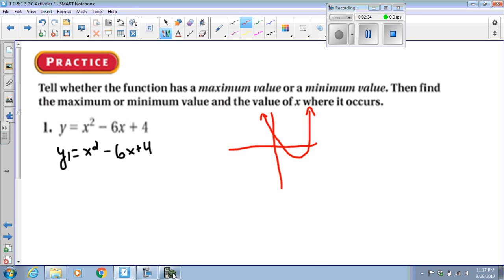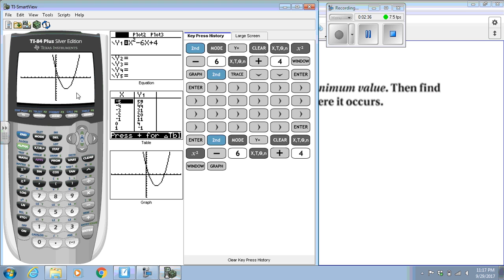Okay. So now what I'm going to do is actually find the minimum value. To do that, I press the blue button, which is second, then trace. And then I go down to where it says number 3, minimum, and press enter. Now left bound just means the left-hand side of your graph. So my cursor, which is right here, is already on the left-hand side. So now I press enter. Now right bound means on the right-hand side. So I do need to move my cursor there.